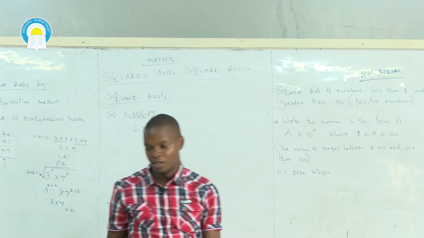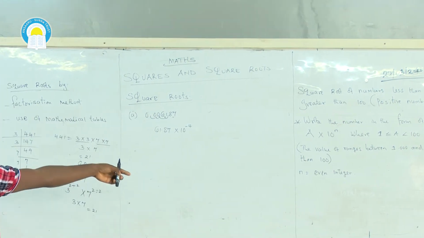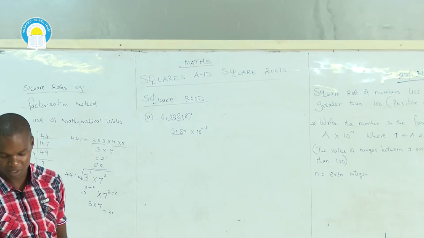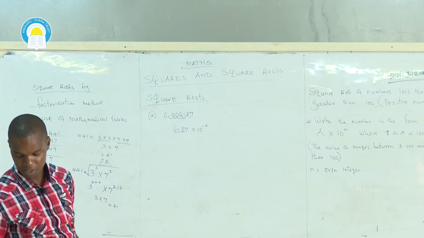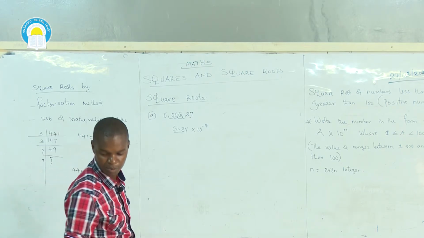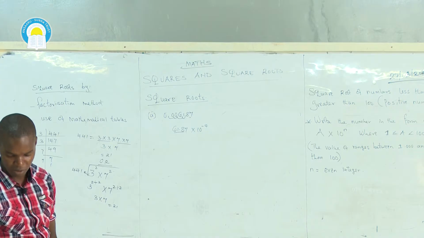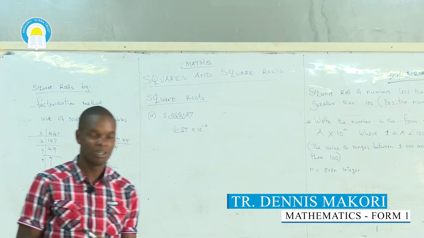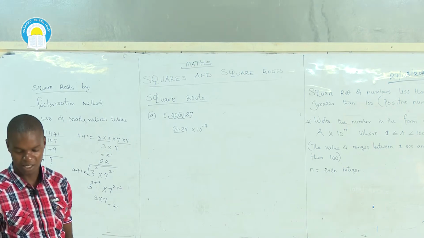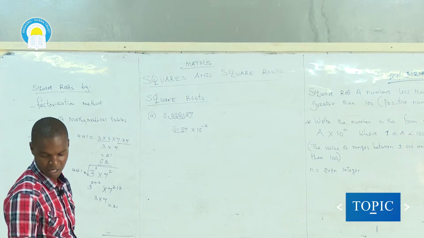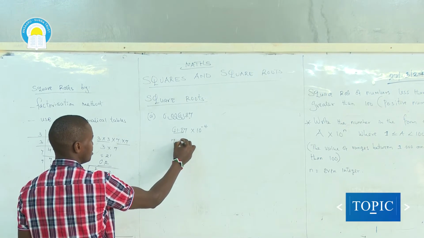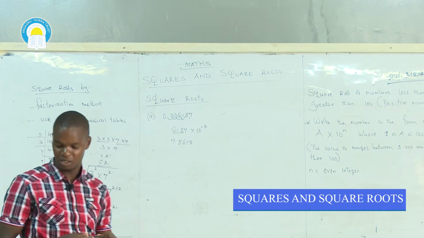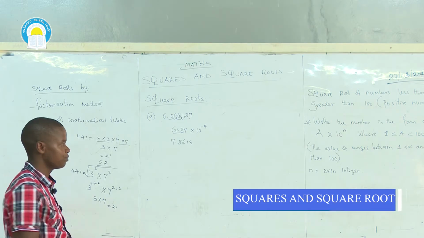lies between 1 and less than 100. So what you do, go to your four figure tables and find the value of 61.87 using the same procedure we said yesterday. Open your four figure tables where we have square roots and find the square root of 61.8. The answer is 7.861. In the difference column, under 7, we have 5.